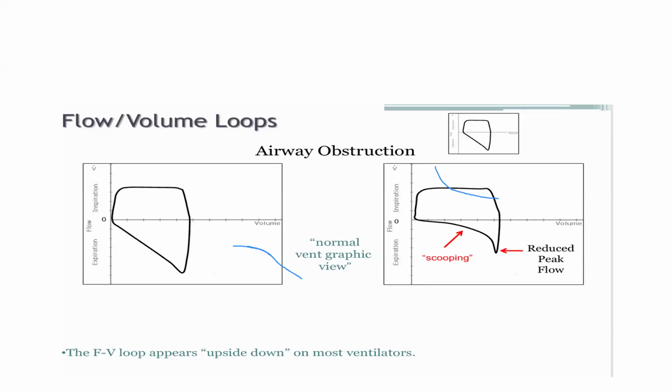Now this is again the flow volume curve, which is showing airway obstruction. In this, the FV loop appears upside down on most ventilators. Again, there is a scooping on the expiratory part.